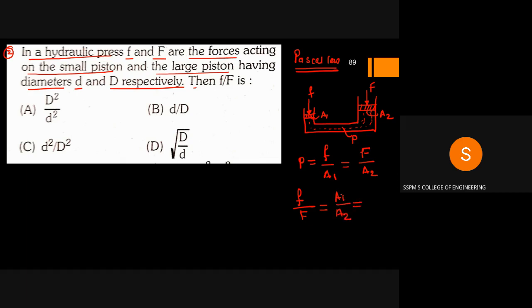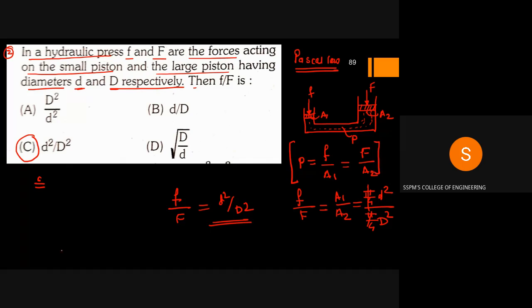Okay. Now the diameter: the smaller piston has diameter d and the bigger has capital D. So area is nothing but pi by 4 d square, and this is pi by 4 D square. So we will get the ratio f upon F is equal to d square upon capital D square. So the correct option is option C. Okay, so the basic equation is the Pascal law equation, force upon area.